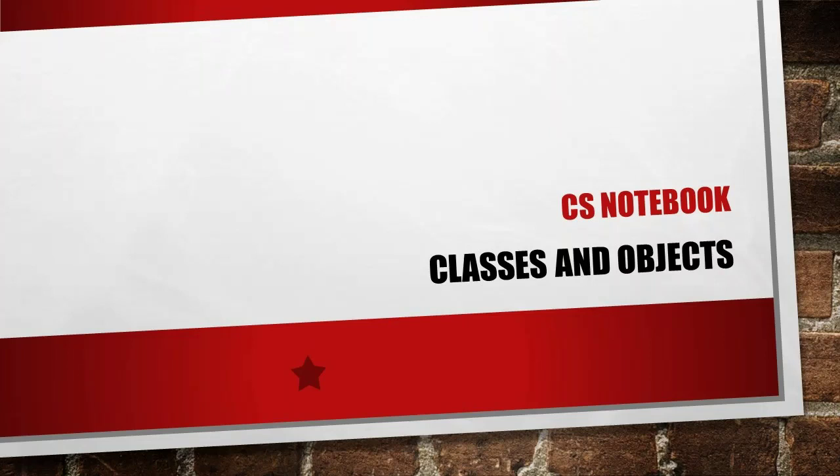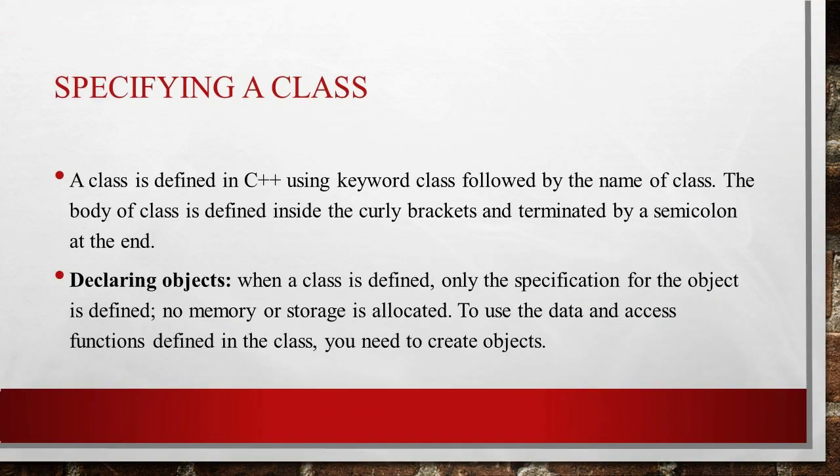Hello guys, today we discuss classes and objects in OOPS. First we look at how to specify a class. A class is a way to bind the data and its associated functions together. It allows the data and functions to be hidden if necessary from external use.